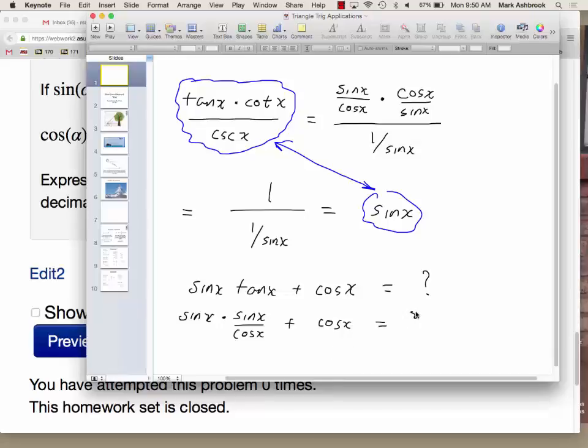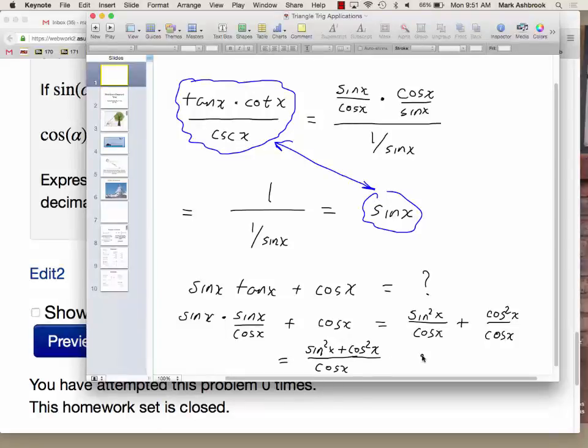We already have cosine here, so we're just going to make a common denominator of cosine on this one and we'll be able to add. This is actually sine squared x over cosine x, plus, what is cosine x with a common denominator of cosine x? It's like multiplying top and bottom by cosine. Cosine on top, cosine on the bottom gives us cosine squared. Then we're ready to add our fractions and make one big fraction. Our common denominator is cosine, and our numerator is sine squared x plus cosine squared x.